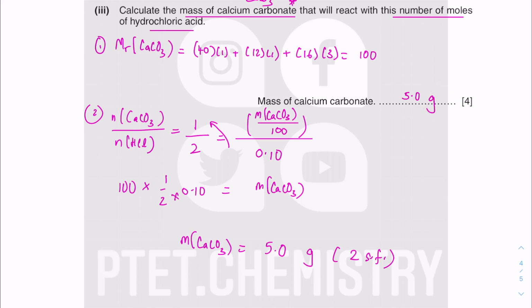Alright, that's it for this tutorial on work 6 on mole calculations, further mole calculations, I guess, involving solutions.